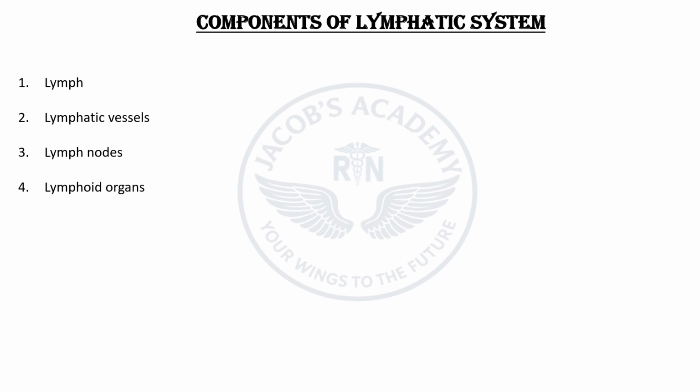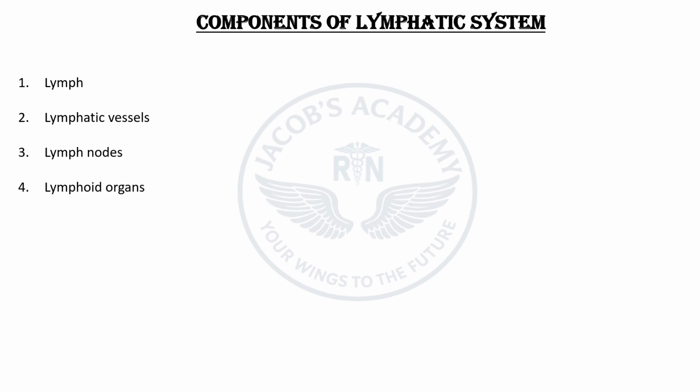And the second component is lymphatic vessels. These vessels collect lymph from the tissues and carry it towards the lymph nodes and finally back into the blood circulation. The third component is lymph nodes. Lymph nodes act as filters. They remove microorganisms, foreign particles and toxins from the lymph and are important sites for immune response.